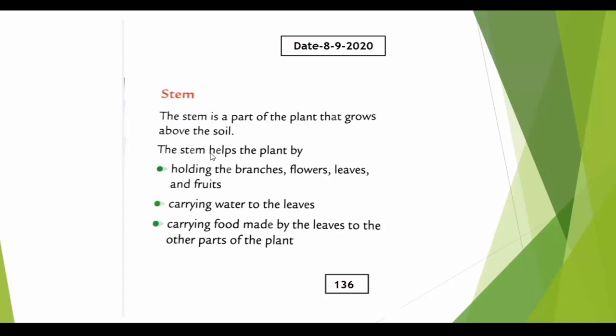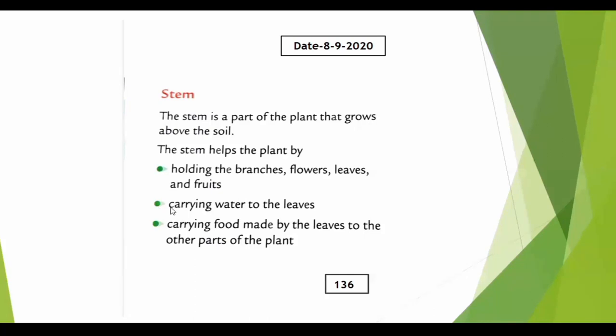The stem helps. I repeat, H-E-L-P-S, helps the plant by holding the branches, flowers, leaves and fruits. I repeat again, holding the branches, flowers, leaves and fruits. Next function is carrying water to the leaves.